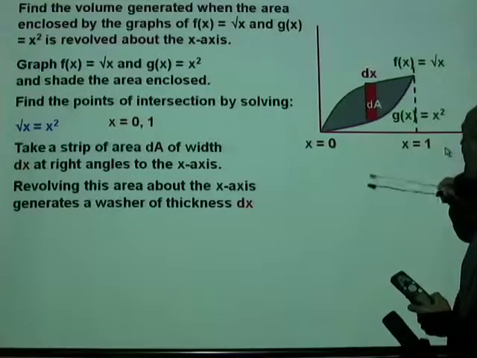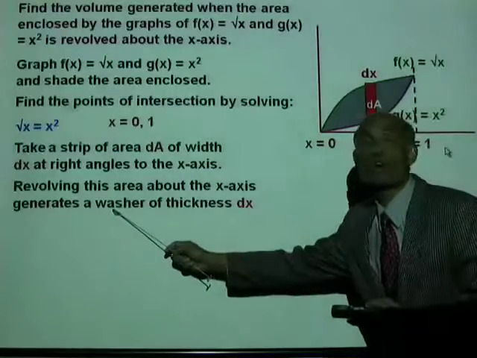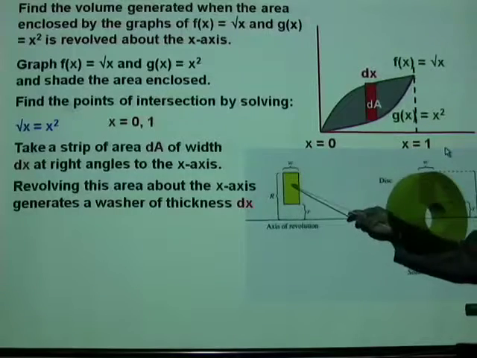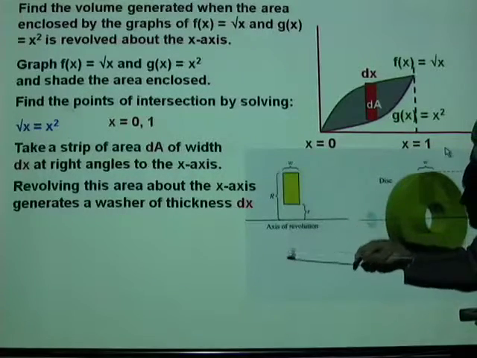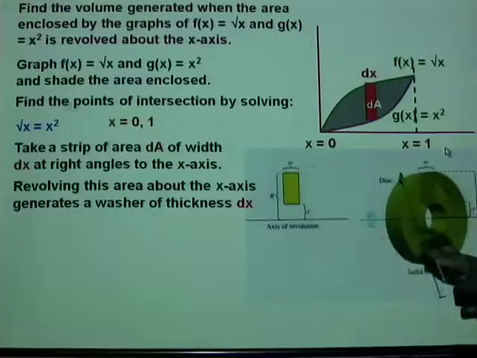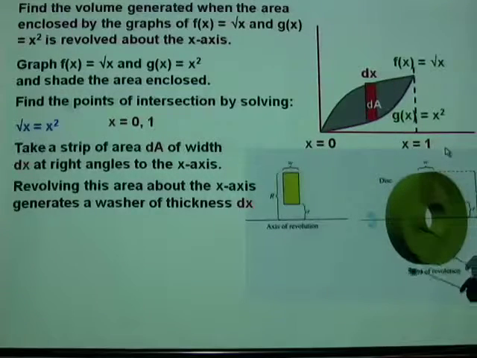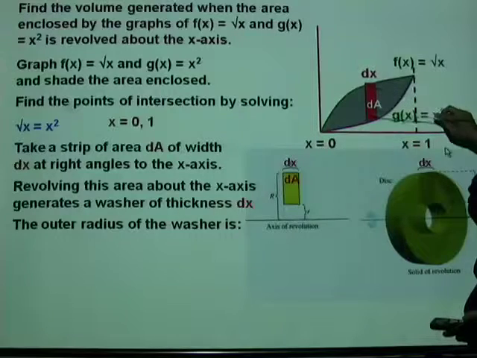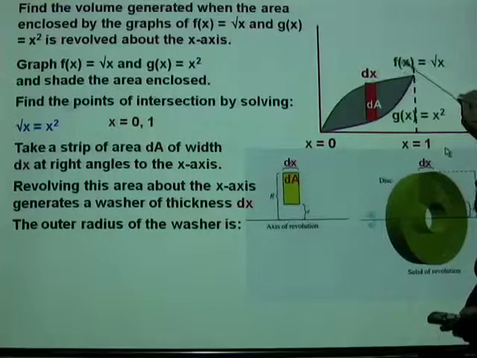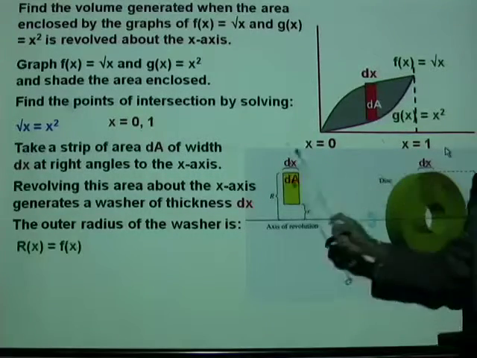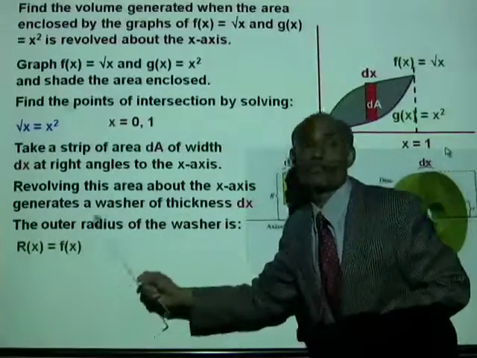That's right. Okay. Now, revolving this area about the x-axis, what will you generate? If you revolve that about the x-axis, we generate a washer of thickness dx. So this is the washer. If you revolve that area about the x-axis, you generate this washer of thickness dx. That will be the thickness dx there. Now, the outer radius of the washer, look at this. The outer radius of the washer is this distance, which is f of x. The inner radius is this, which is g of x. So, the uppercase R of x is the same as f of x.